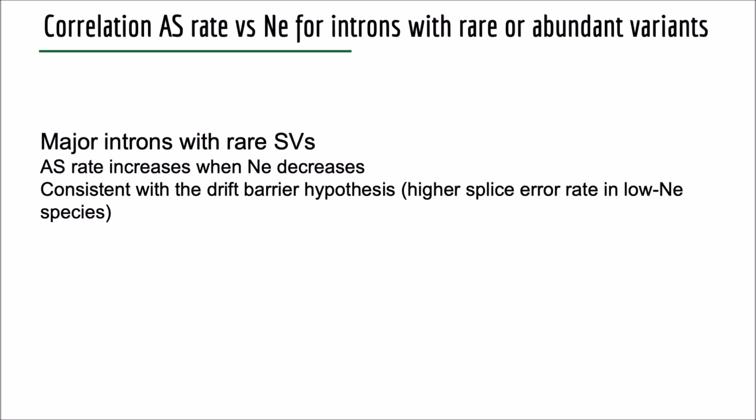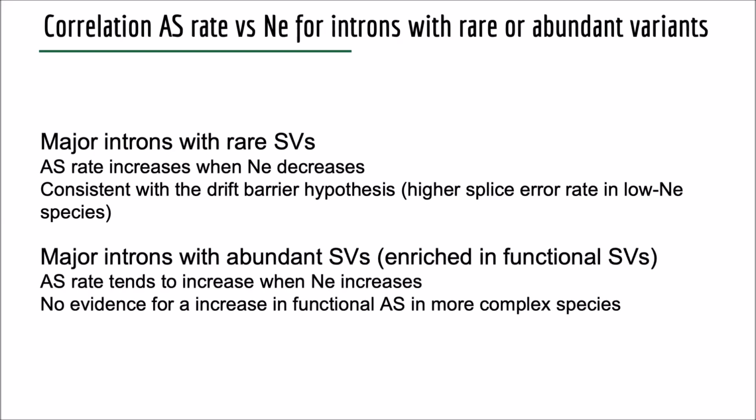So a higher rate of splice error in species with low NE. While for major introns with abundant splice variants, those that are enriched in functional splice variants, we see the opposite trend. The rate of alternative splicing tends to increase when the effective population size increases. And so, if anything, it shows that the more complex species do not have more functional alternative splicing. If anything, it goes in the opposite direction.